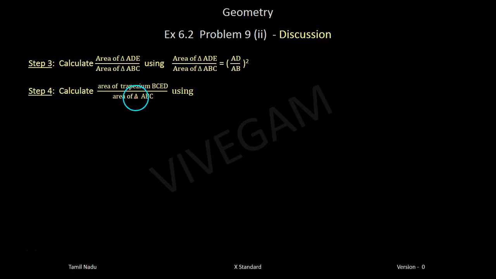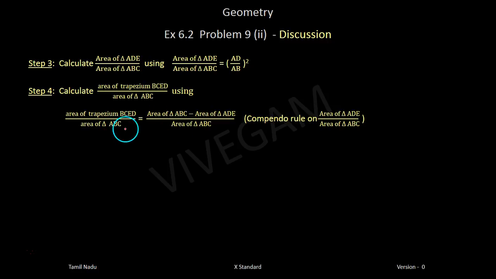Next, calculate the area of the trapezium BCED by the area of the triangle ABC using that dividend compounder rule. So as I was telling you earlier, what is this? This is what we want to calculate, right? But take it from this equation. So this will be the area of the triangle ABC minus the area of the triangle ADE divided by the area of the triangle ABC. What is this? This is the area of the trapezium.